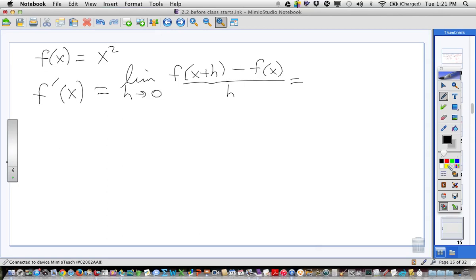So here we go. I've got it set up here. What is f of x plus h then?